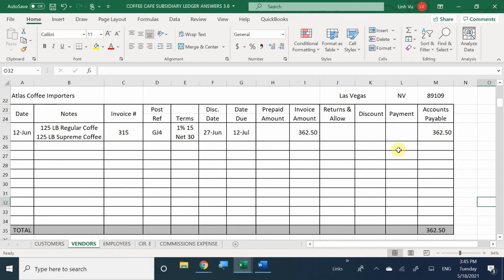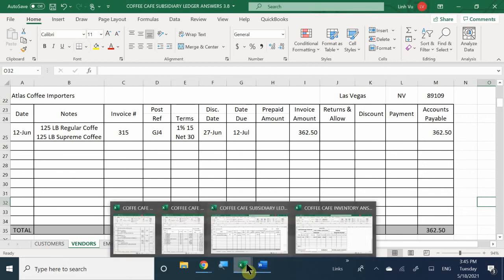Okay. All right. So, guess what we bought? What did we buy? Coffee. Which is inventory.